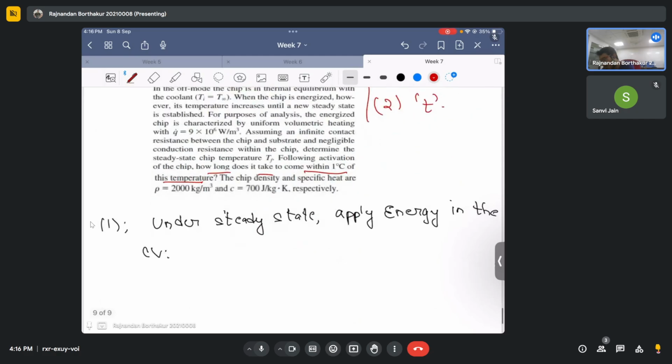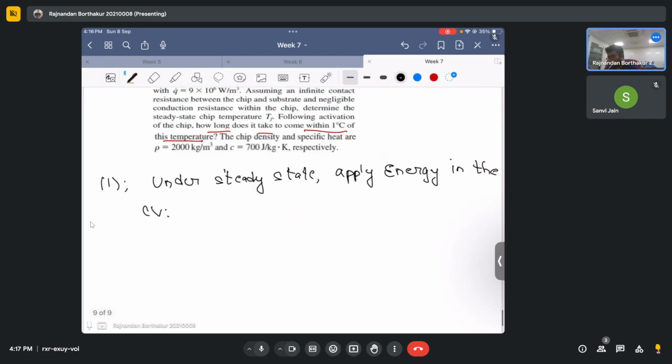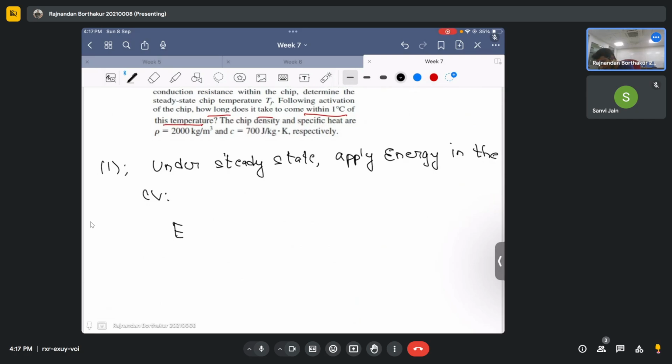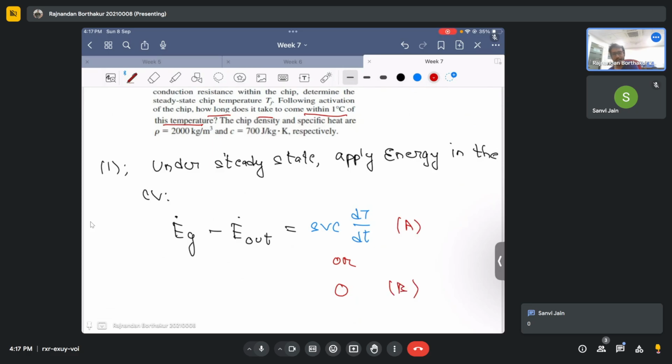Okay, so what can I write? I can write that the energy which is generated inside the chip minus the energy which goes out from the chip at steady state. And since we are doing this at steady state, what will be the right hand side? Will it be a derivative of time or will it be zero? Can you tell me, will it be option A or option B? Yeah, it will be zero. Exactly. So it will be just this.